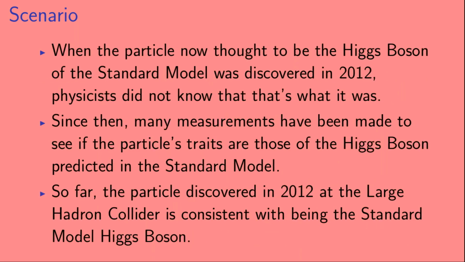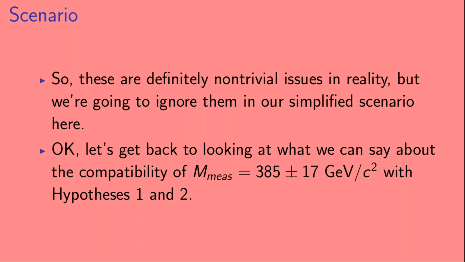When the particle now thought to be the Higgs boson of the Standard Model was discovered in 2012, physicists did not know that that's what it was. Since then, many measurements have been made to see if the particle's traits are those of the Higgs boson predicted in the Standard Model. So far, the particle discovered in 2012 at the Large Hadron Collider is consistent with being the Standard Model Higgs boson. So these are definitely non-trivial issues in reality, but we're going to ignore them in our simplified scenario here.